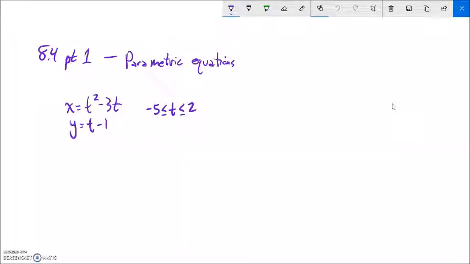This is Math 142, and we are taking a peek at section 8.4. This lecture is broken into two parts. This is part one, and this is about parametric equations.